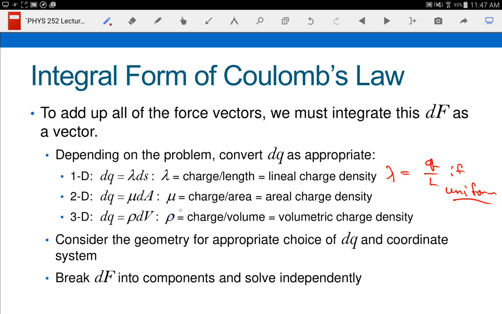If it's two-dimensional, then you have the charge per unit area, and dq becomes the charge per unit area, dA. Three-dimensional, dq is charge per unit volume. Notice we use rho again, just like we use for the mass density, dV.